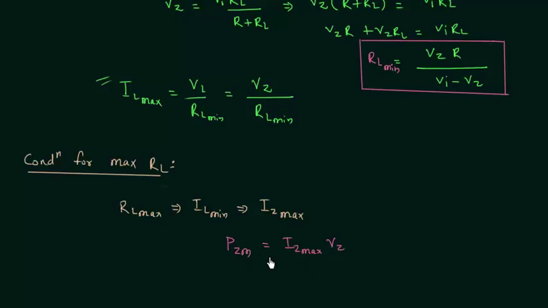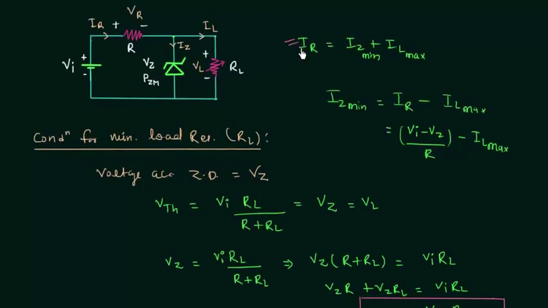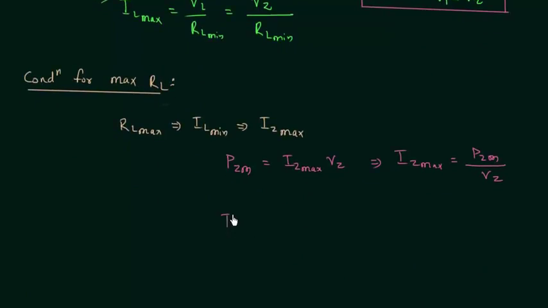So this is the condition for Iz to be maximum, and we can easily calculate Iz maximum by dividing PZM by Vz. These two values will always be given in the problem, so we can calculate Iz maximum, and from this formula we can calculate IL minimum is equal to IR minus Iz maximum.